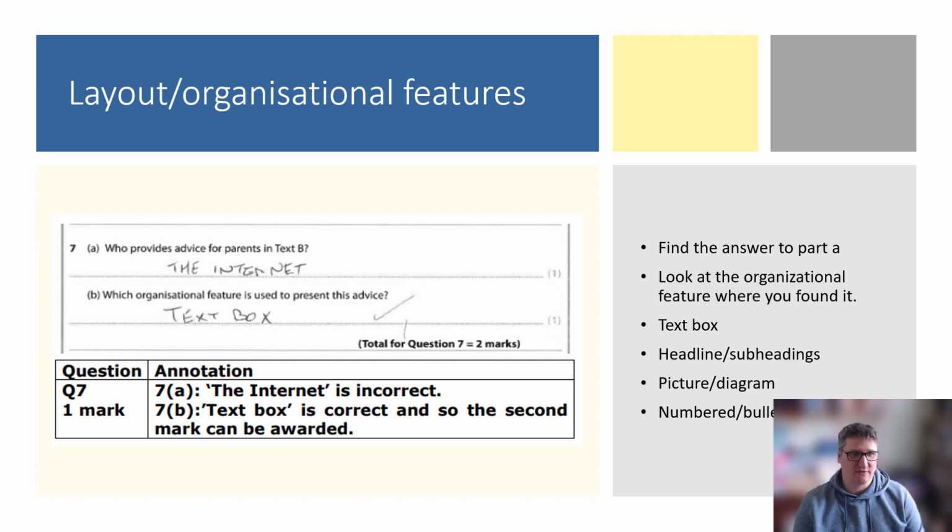Who provides advice for parents? Types of organisational features would include text boxes, headlines, subheadings, pictures, diagrams, numbered or bulleted lists. So these are really useful things to remember and to understand which organisational features you're being tested on.